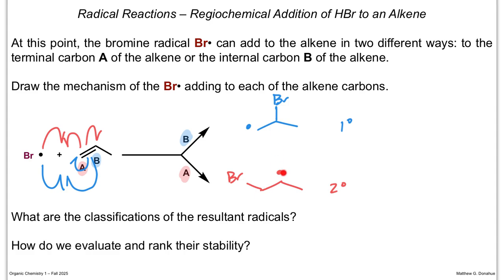So at this point, since we drew out both scenarios, essentially what we're comparing is the ease to form those radicals. And that gets back to the table of bond dissociation energies. So tertiary is greater than secondary is greater than primary, meaning that path A is going to be preferred because that radical is more stable. So now we have a carbon radical that needs to be quenched, and it will get its hydrogen from the HBr.